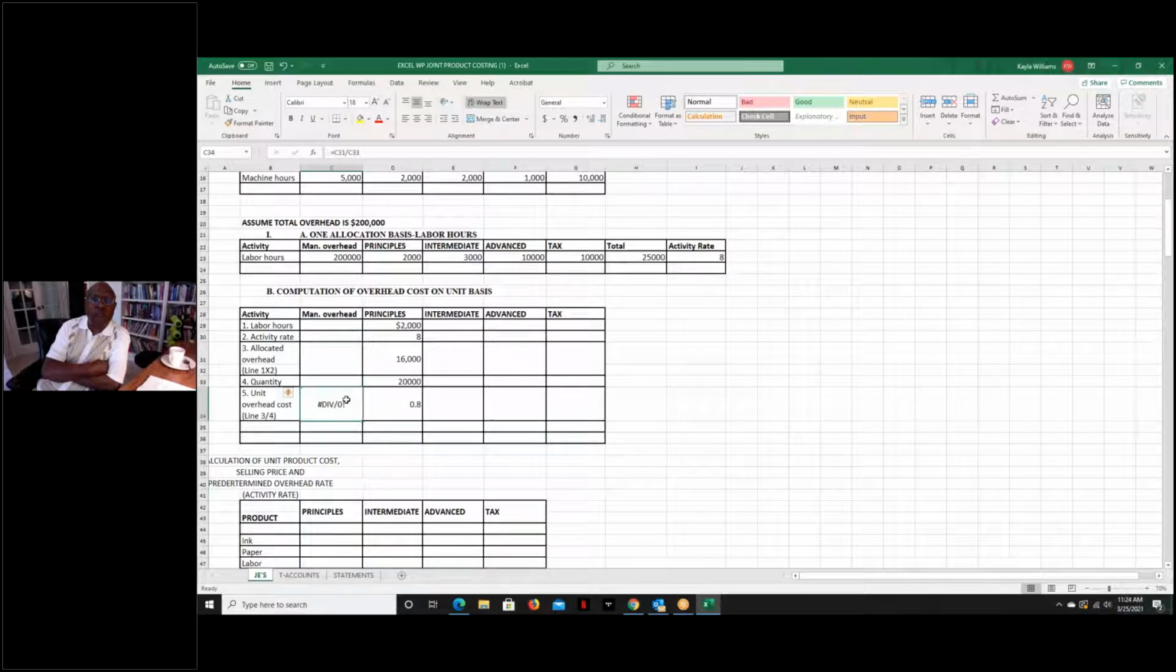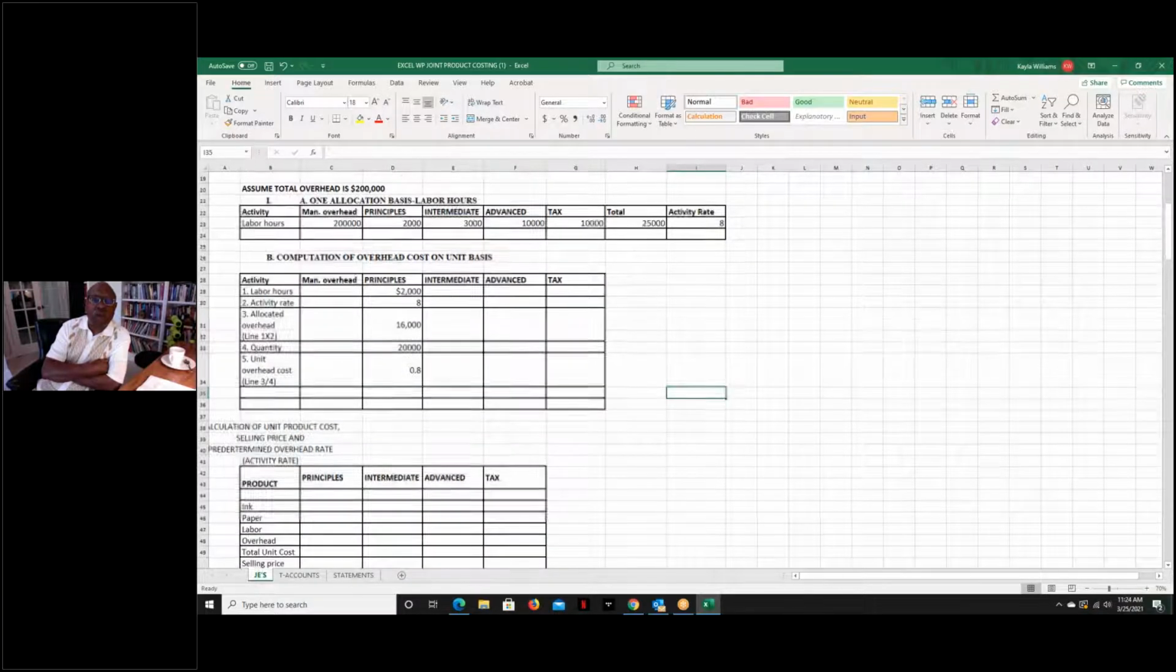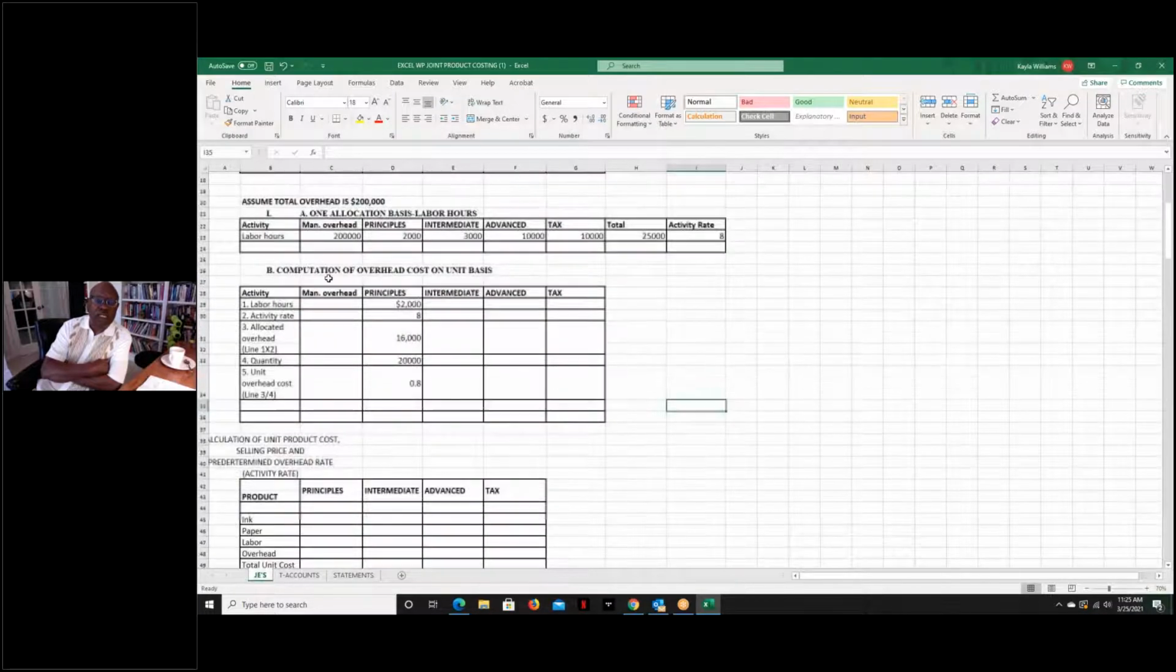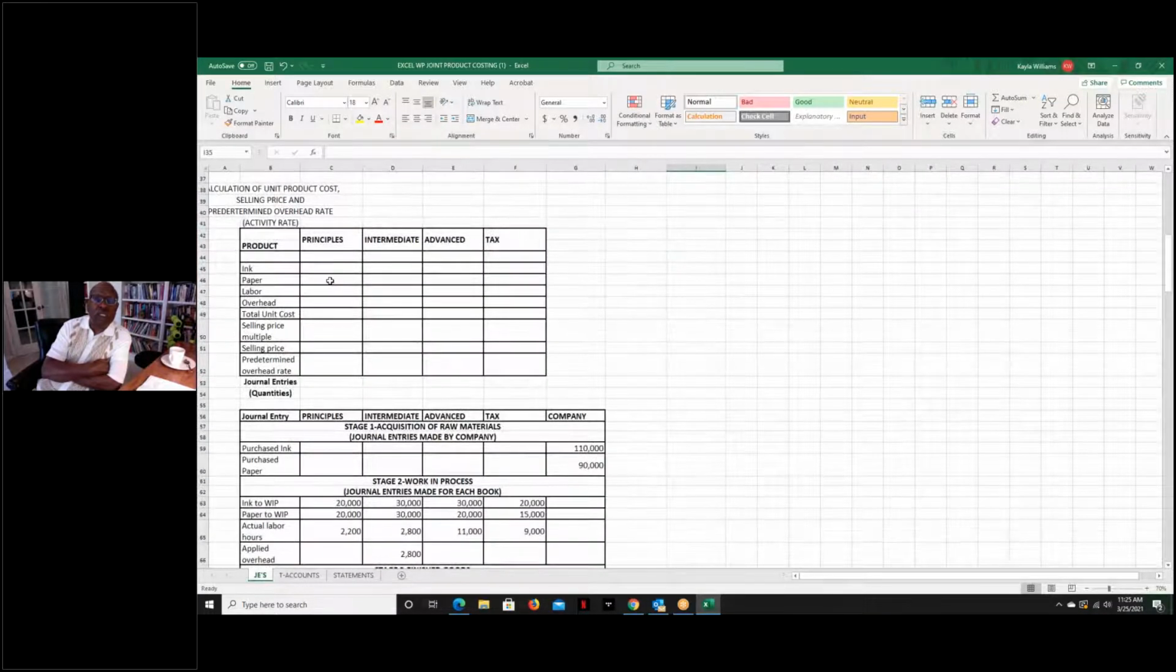Okay, and so to get the selling price, you have the ink, which is $20. All this is in assumptions. Paper is 10. Then we have labor, which is 1 because it's 10 books per hour and $10 per hour. So you have a 1-to-1 ratio. So go down to the next box, Caleb. He's in this box now calculating the unit cost.